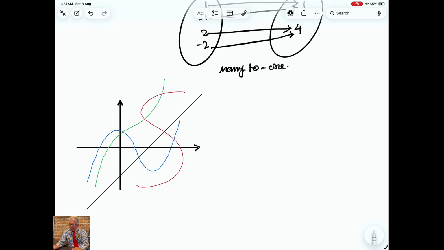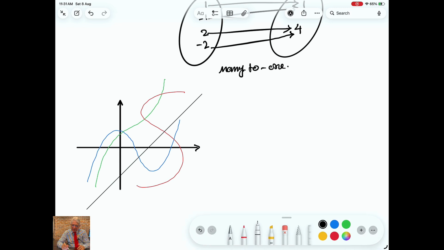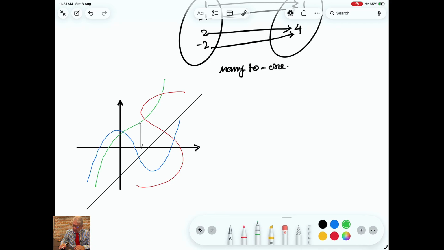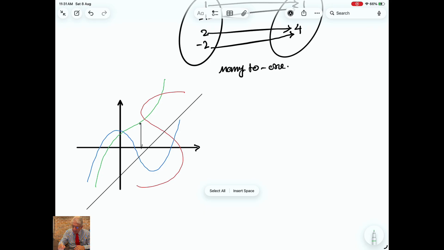Now look at the green one, the first green one. You can see that for every x, suppose x is here, y will be this much. If x is here, this will be the value of y. For every x you are going to get only one y. Therefore, the green color, this is a one-to-one function.